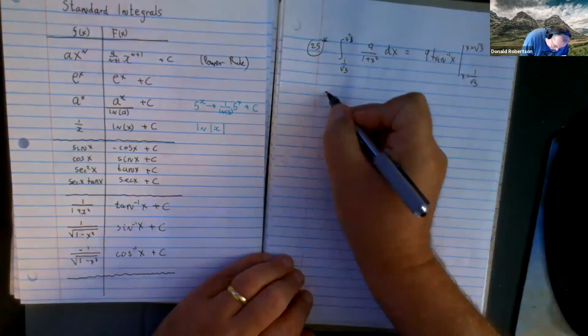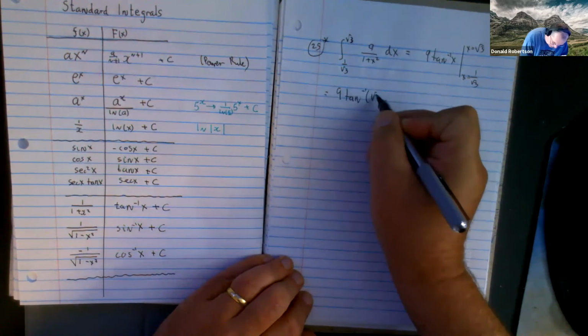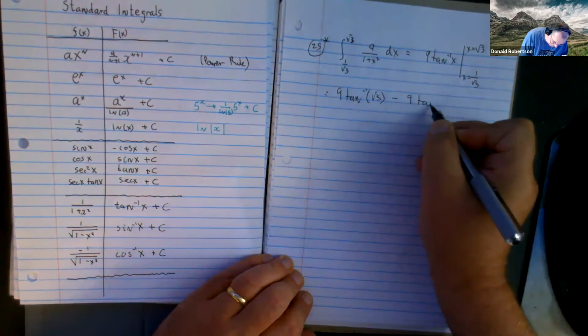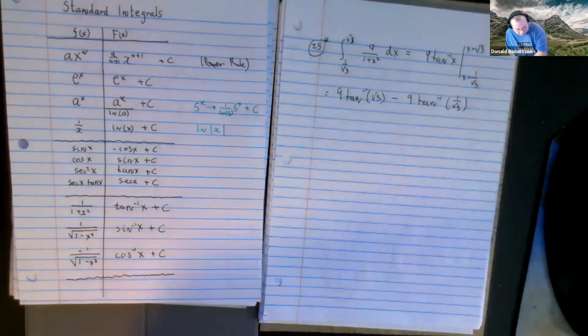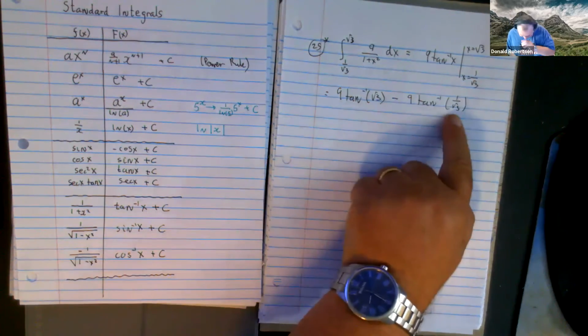So it's going to be 9 inverse tan of root 3, take away 9 inverse tan of 1 over root 3. And you might just say to yourself, that looks good to me. I'm happy, but I'm not. We could do better than that. So now we have to figure out what the exact value of these 2 guys are.